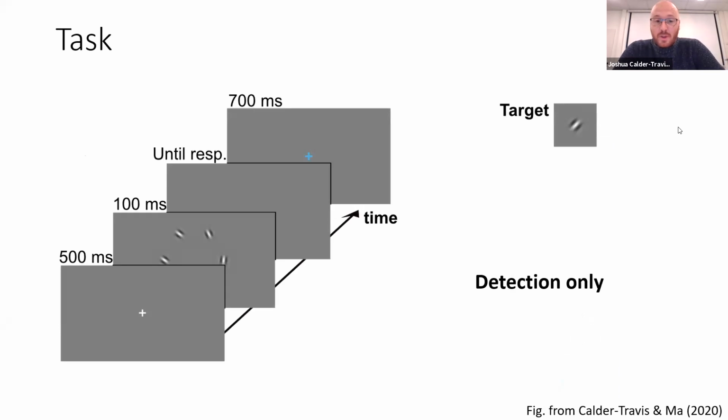I used a very similar task to Andrea's. Participants were presented with between 2 and 6 Gabor patches, and then they had to respond, reporting whether or not a particular target Gabor patch was present. The target was a Gabor patch with an orientation of 45 degrees clockwise, and participants were just reporting whether or not this was present. So this was just the detection case that Andrea discussed and not the localization case.